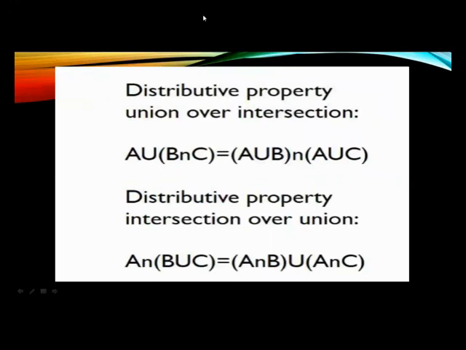The third one is the distributive property. Union over intersection, that is A union (B intersection C) equals (A union B) intersection (A union C). The distributive property of intersection over union is A intersection (B union C) equals (A intersection B) union (A intersection C).